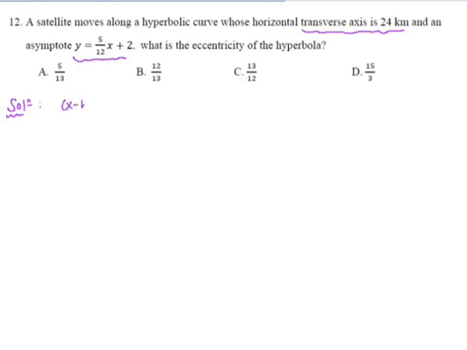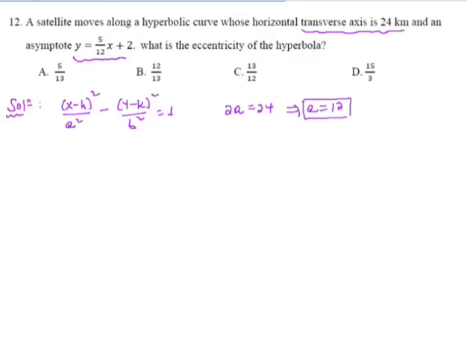So the standard equation for a horizontal hyperbola is (x minus h) the whole square over a square minus (y minus k) the whole square over b square is equal to 1, where a is the semi-transverse axis and b is the semi-conjugate axis. So the transverse axis, that means 2a, is 24. This implies a is 12, dividing both sides by 2.